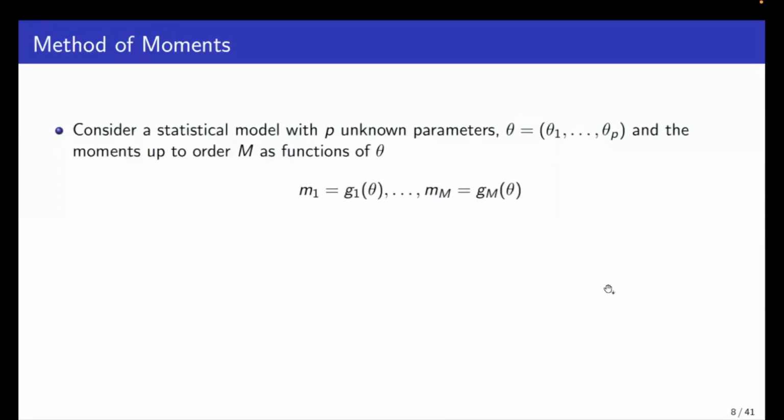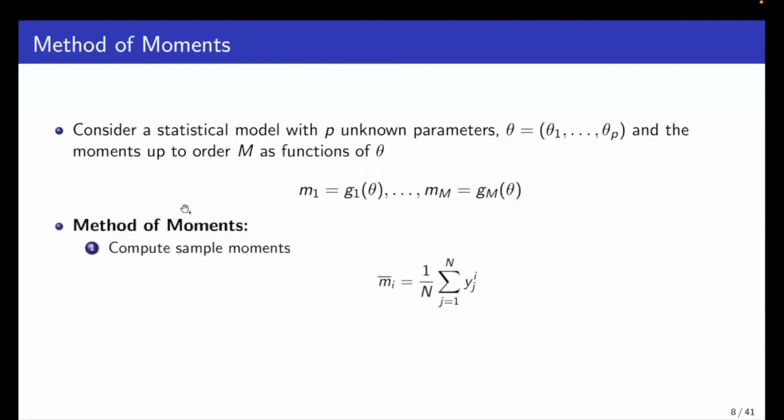So the method of moments exploits this, and it works as follows. I consider a statistical model with p unknown parameters, which I'm going to call theta 1 to theta p. Then I consider the moments up to order big M as a function of these parameters. Step 1 is to take my samples and compute the sample moments. And then step 2 is to solve this system of equations, setting the sample moments equal to the moment equations, to recover the parameters.